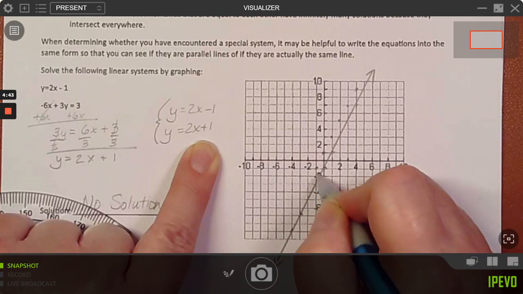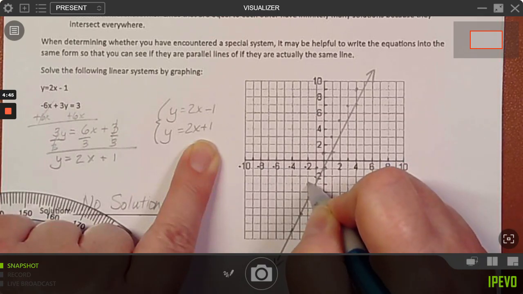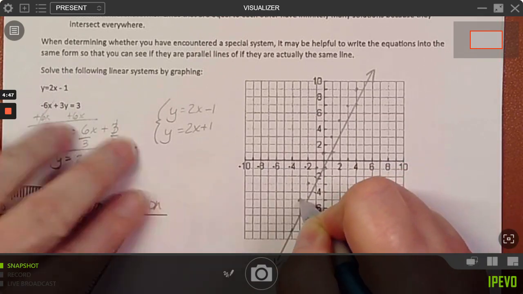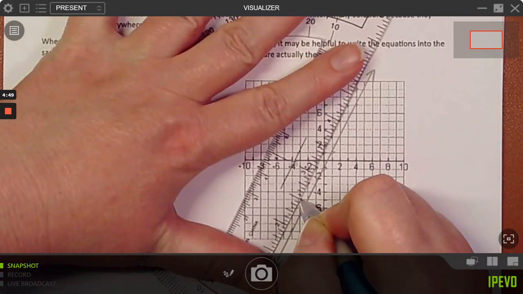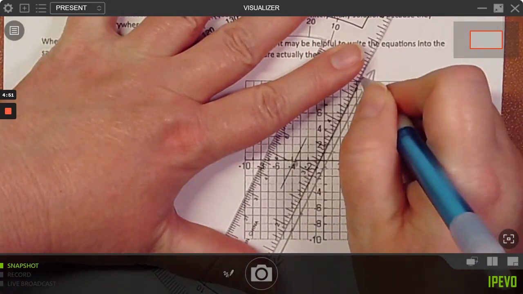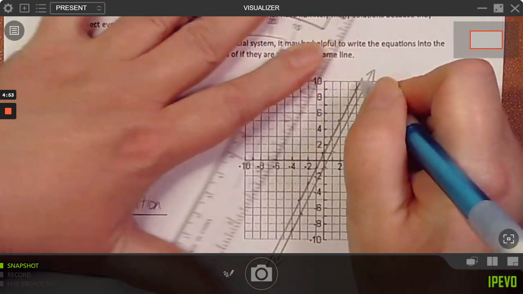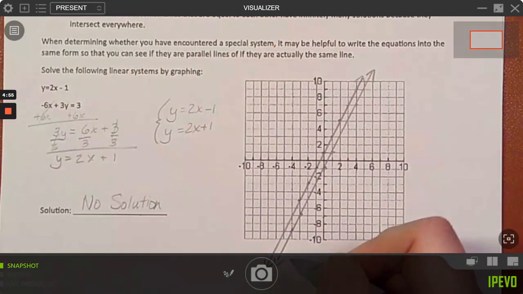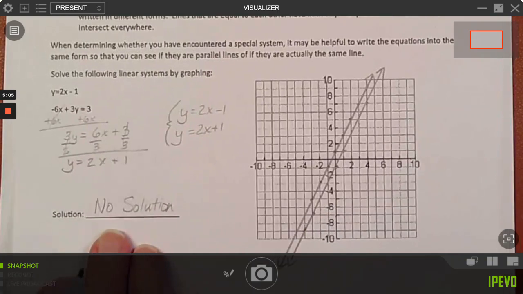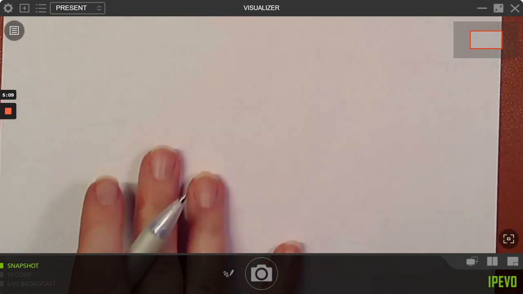Down to left 1. Okay, and so we can see that those two lines are parallel. All right, so parallel lines will never intersect. They have the same exact slope but different y-intercepts. So that is the first example of special cases of linear systems. So no solution, parallel lines. Okay, and let's go on to the next page.